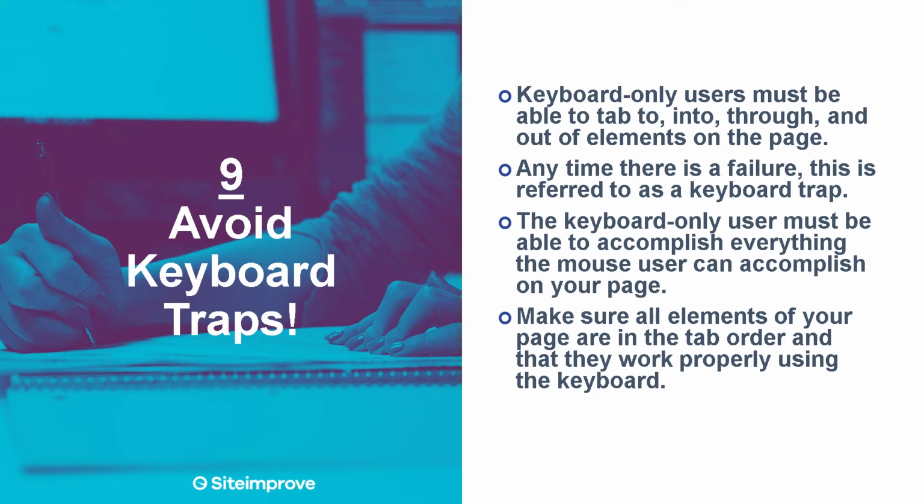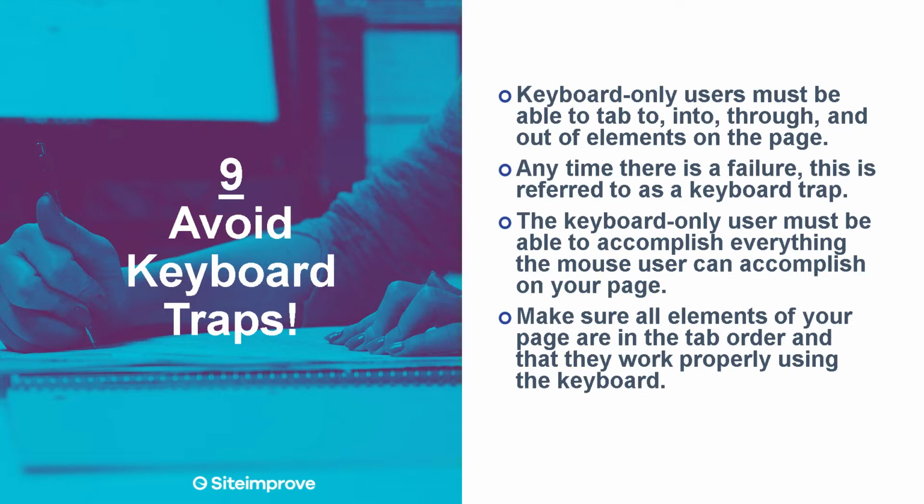Number 9, avoid keyboard traps. What's a keyboard trap? Well, keyboard users have to be able to tab to, into, through, and out of elements on the page. They've got to be able to get into and out of elements, go through them, and when they can't do that, it's called a keyboard trap. If they have a form and they can start filling it out, but they can't get out of it with the keyboard, they're trapped in there. It's called a keyboard trap.